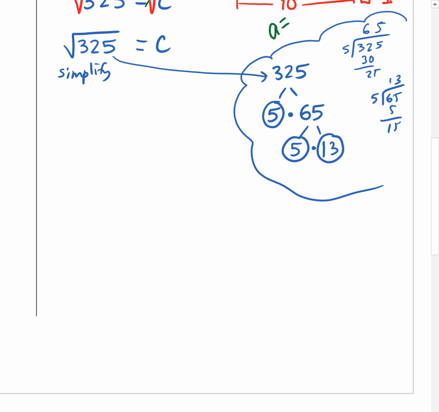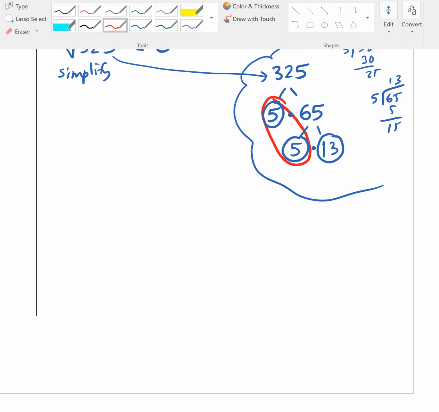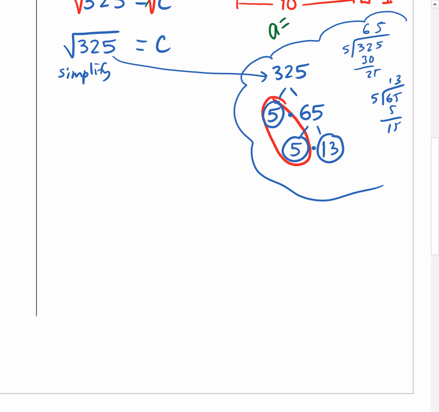All right, since it's a square root, remember we want pairs of primes, and I do see one pair of the same prime. There are 2 5s. So let me rewrite this guy. The square root of 325 is the same as the square root of 5 squared times that last prime, 13. And then I can give each of those their own square root.